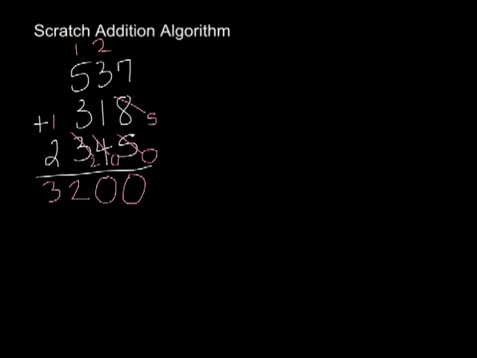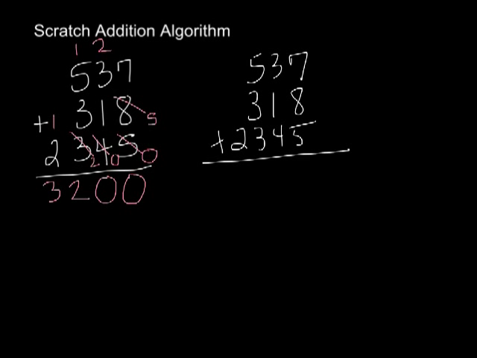And I can verify this with the standard algorithm. So 7 plus 8 is 15, plus 5 is 20. Put down the 0. Write the exchange for the 2 there. 2 plus 3 is 5, plus 1 more is 6, plus 4 is 10. Make the exchange. 5 plus 1 is 6, plus 3 more is 9, plus 3 more is 12. Write down the 2, make the exchange, and 3,200.